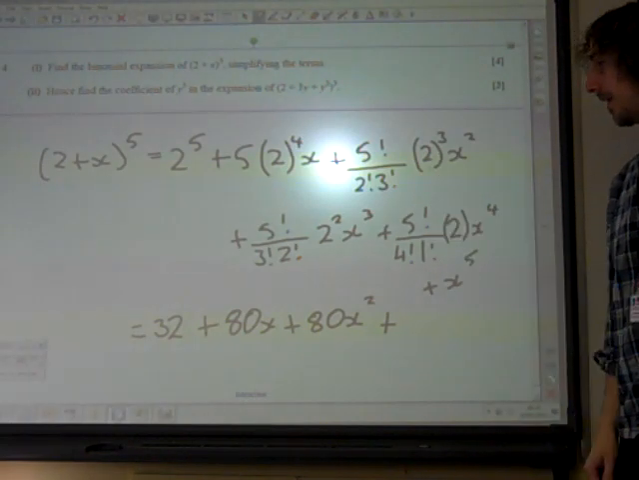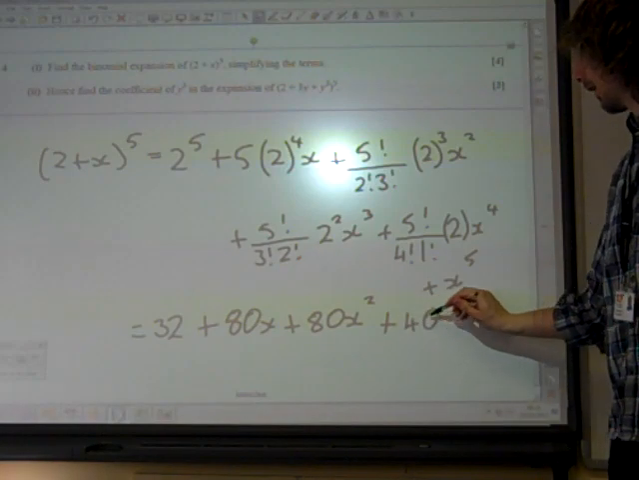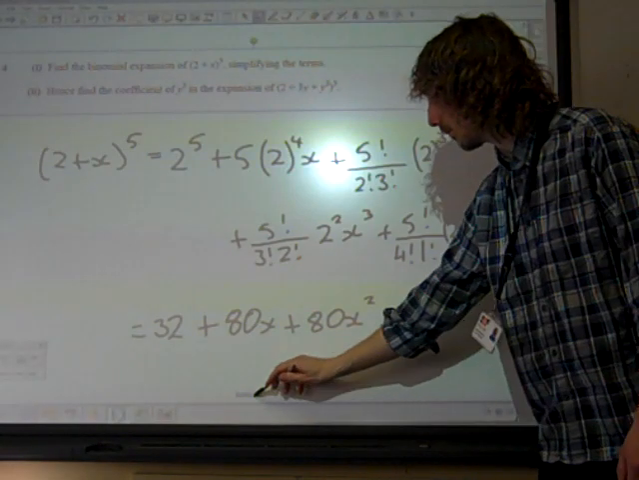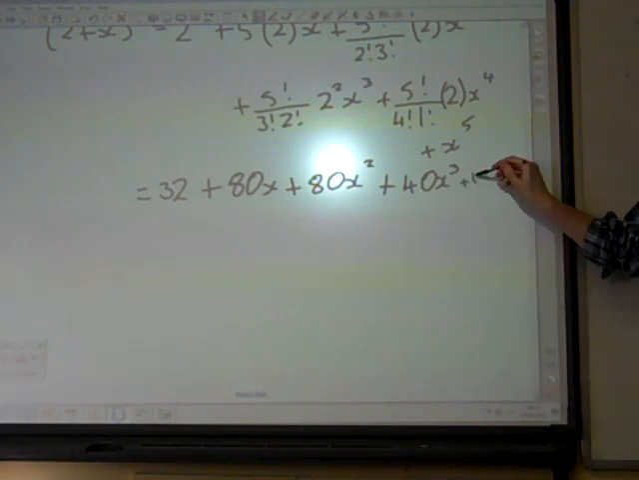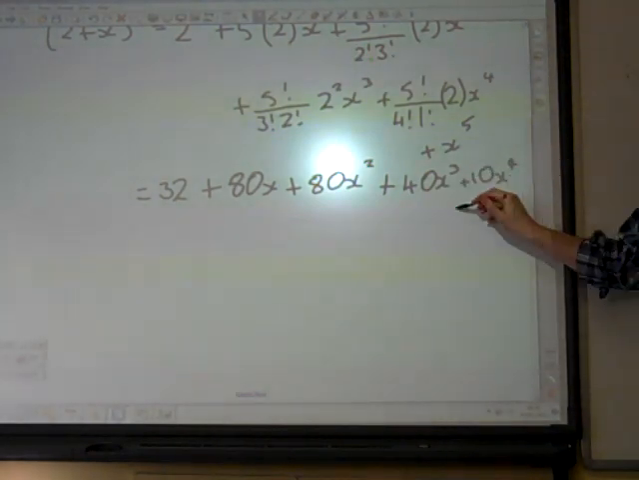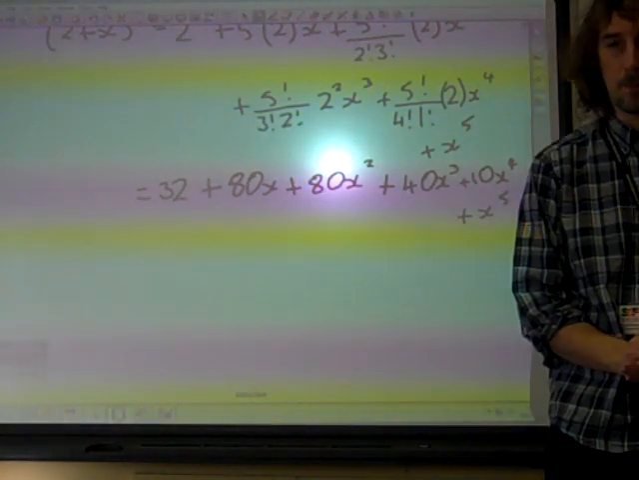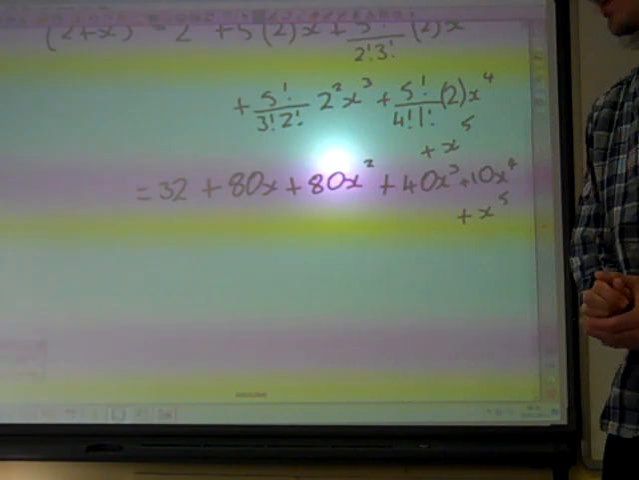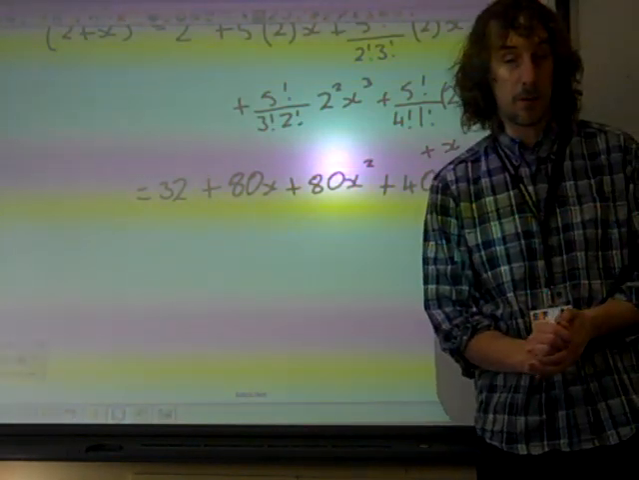Then what have we got? We've got 10 times 4, so we've got 40x cubed. We've got 5 times 2, so 10x to the 4, and we end up with x to the 5. I didn't quite fit it on one line, but that would be alright. Which is great, and loads of you got full marks for this.